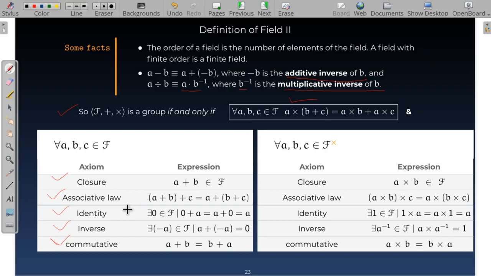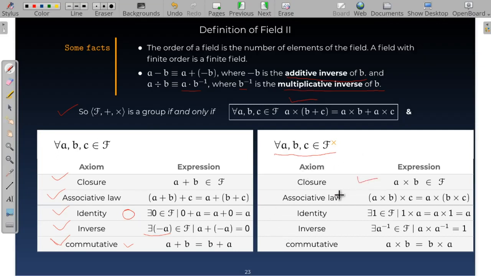and the identity element with respect to addition is going to be 0. There must be an inverse with respect to addition, which is minus A. So minus A is going to be the inverse of A, and it must be commutative, that A plus B is equal to B plus A. Now the non-zero elements of F are going to form a group with respect to multiplication, and it should be a commutative group.